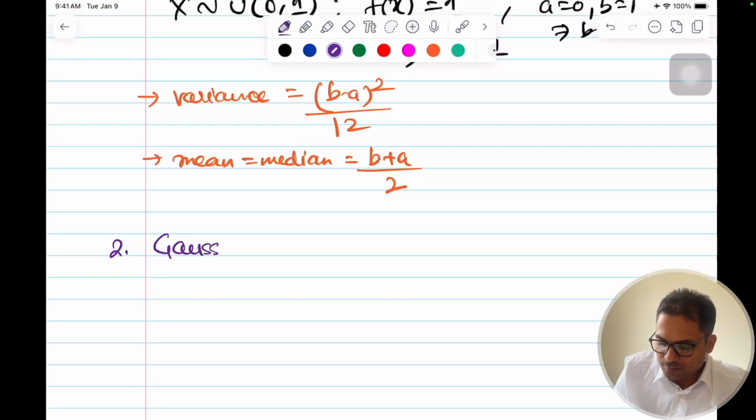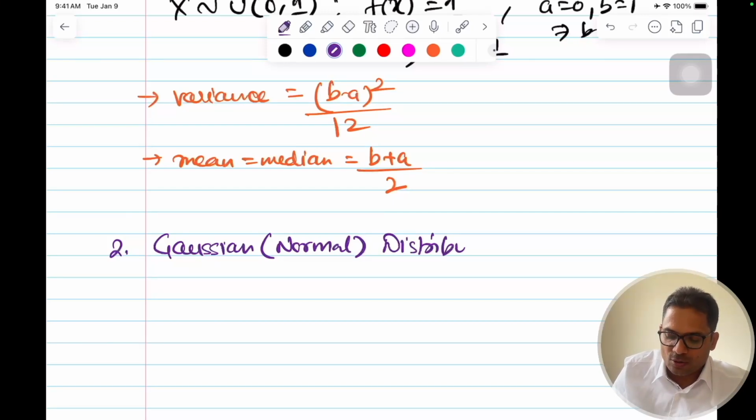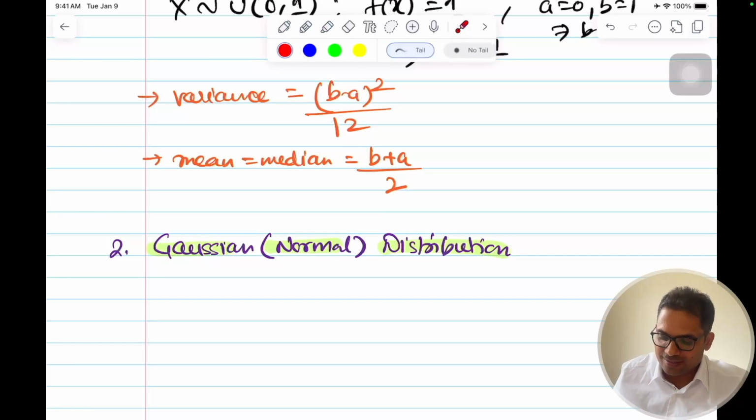Gaussian, or normal, what we call normal distribution, right? Normal. We talk about normal in our day-to-day language. That normal comes from this Gaussian, invented by the mathematician Gauss. Okay.